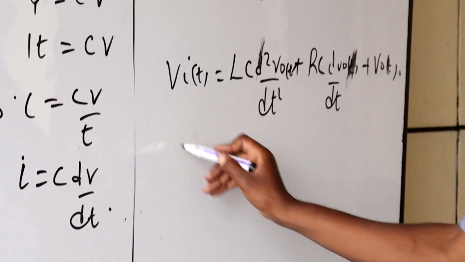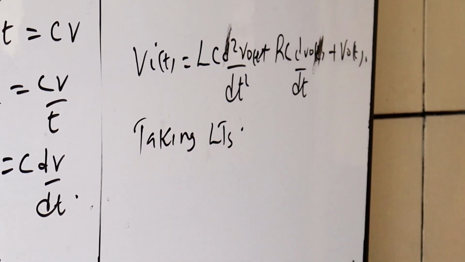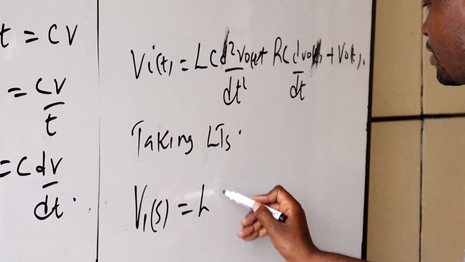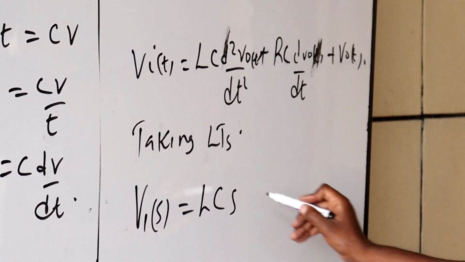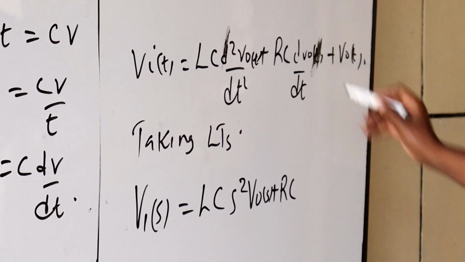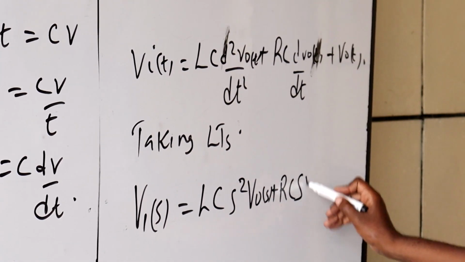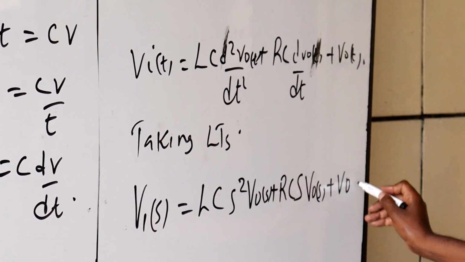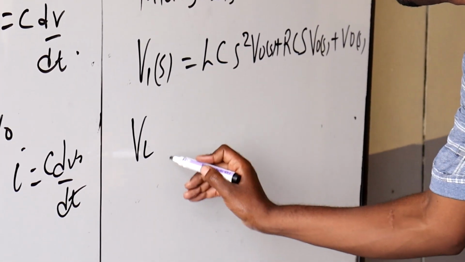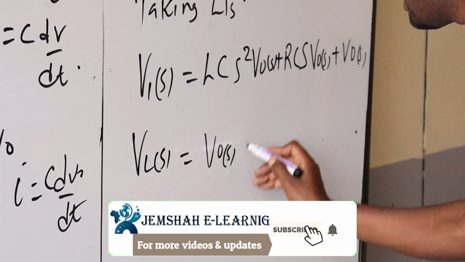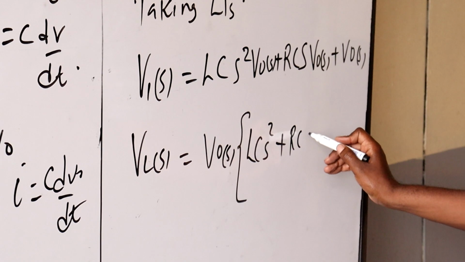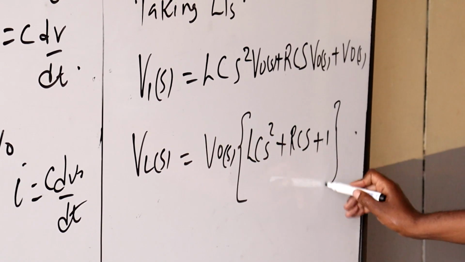Then we can now take the Laplace transform. Taking the Laplace transform, VI of S is going to be LC times d squared over dt squared, which becomes S squared V out of S, plus RC times d dt, which becomes S V out of S, plus V out of S. Then we put V out outside the bracket, so Vi of S is V out of S times LCS squared plus RCS plus 1. That is what we have.